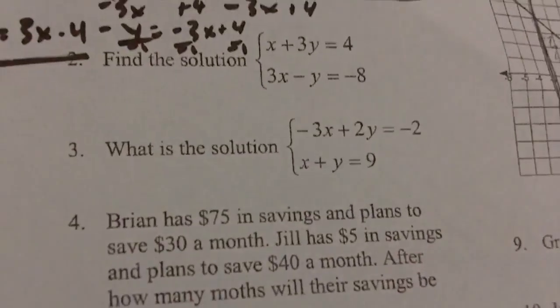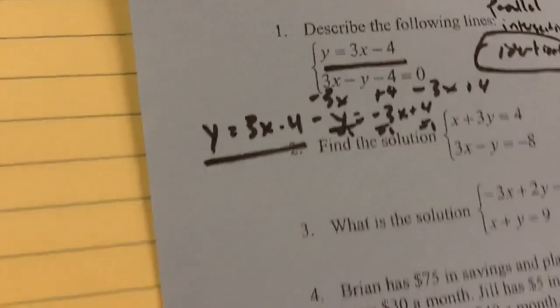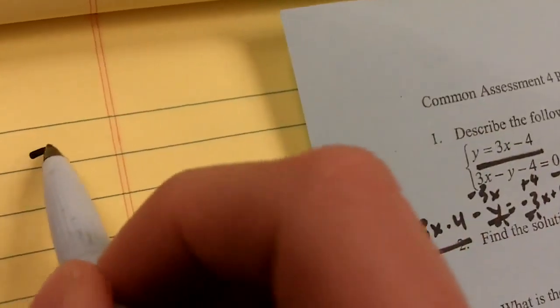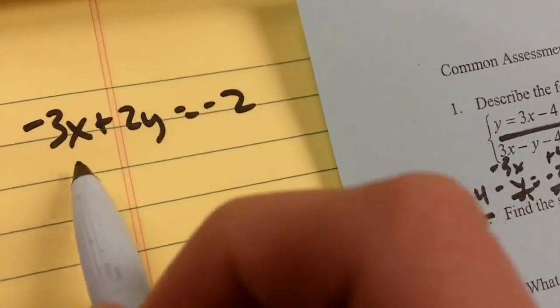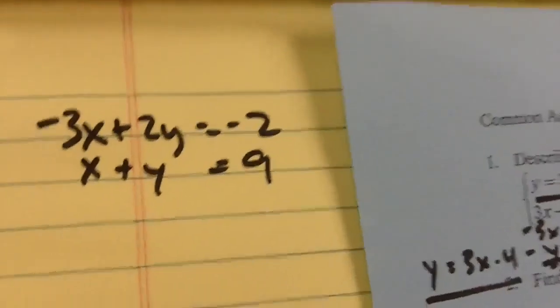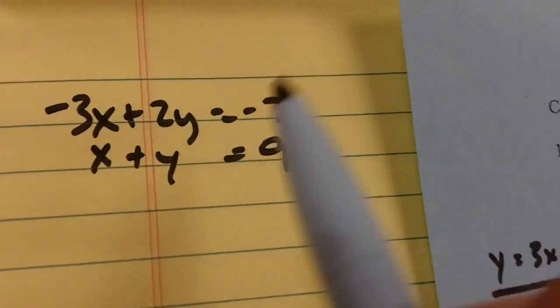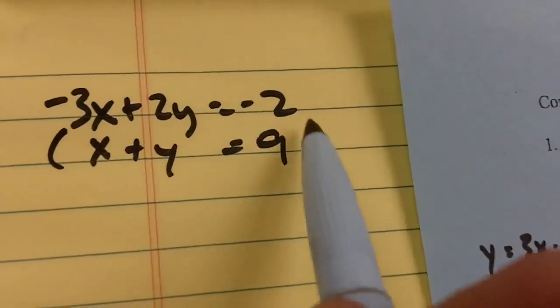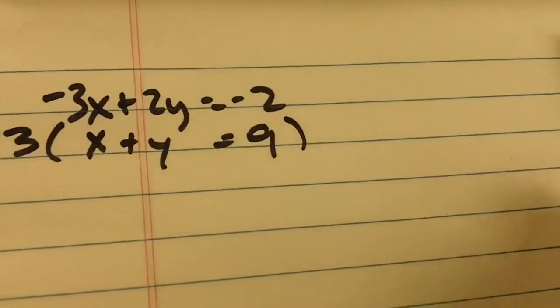Number 2, what is the solution to negative 3x plus 2y equals negative 2 and x plus y equals 9? I'm going to go do this one right here, so I have room. Negative 3x plus 2y equals negative 2, x plus y equals 9. I have a system. I can solve this by elimination or substitution. I'm going to do elimination because it's going to be easier. And I'm going to multiply the bottom one by 3 because I want that to be a positive 3x. And then when I add those up, it'll go away.